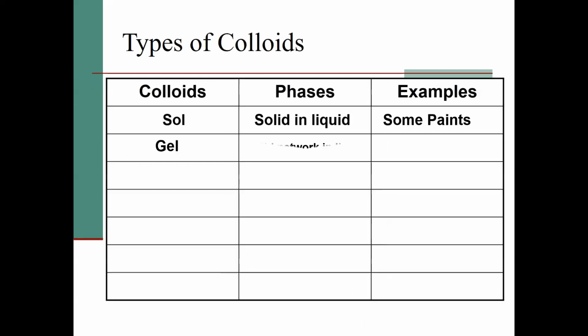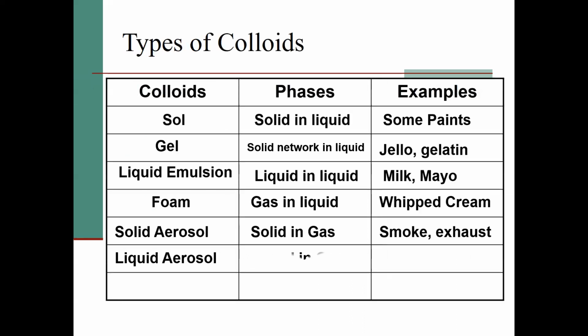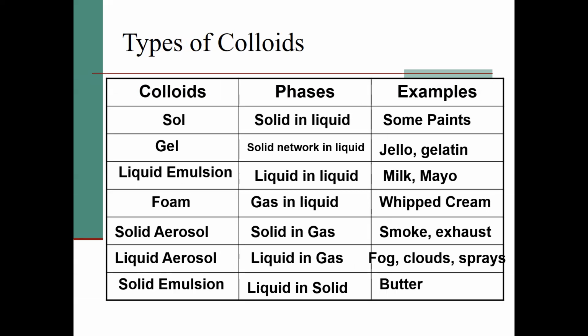Examples of these: paint. Smoke is a very good example also of a colloid. I have a bunch of examples on there. So a colloid is a heterogeneous mixture in which particles do not settle. You can see the particles.